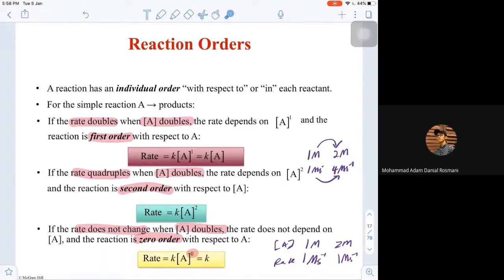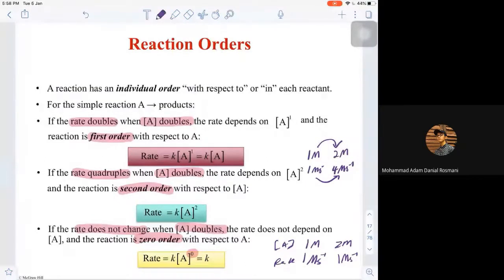And I want you to look at your textbook. Textbook figure 16.7, page 704. Look at page 704 for a moment. Figure 16.7 and 16.8. This is the difference on different reaction orders. The first figure 16.7 is a plot of the concentration versus time.